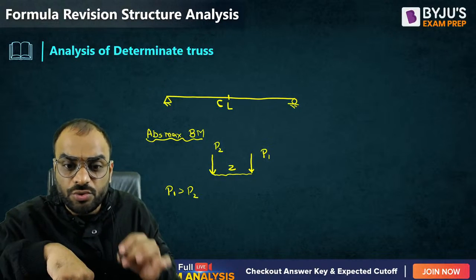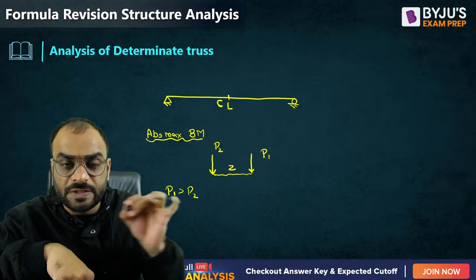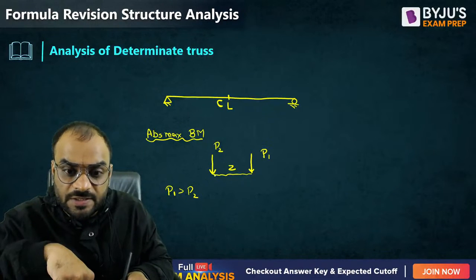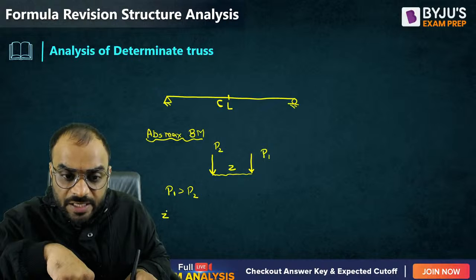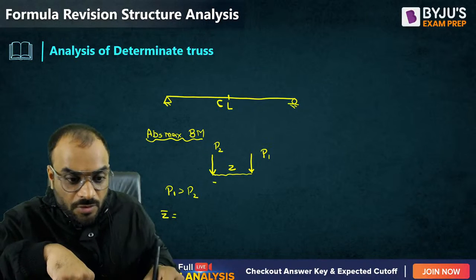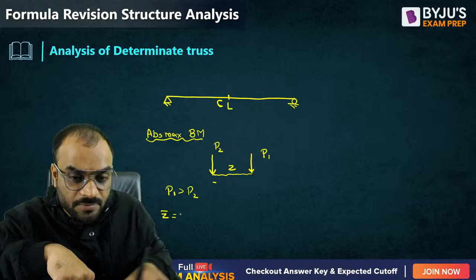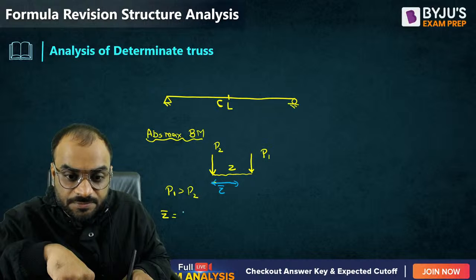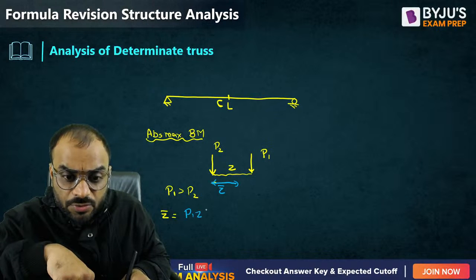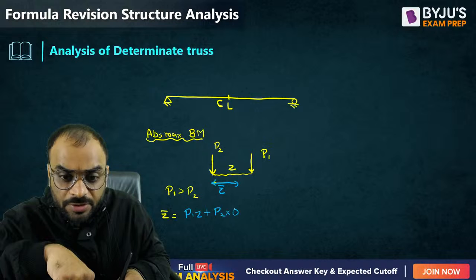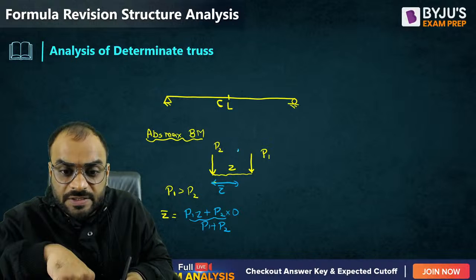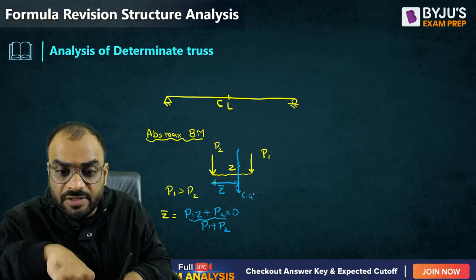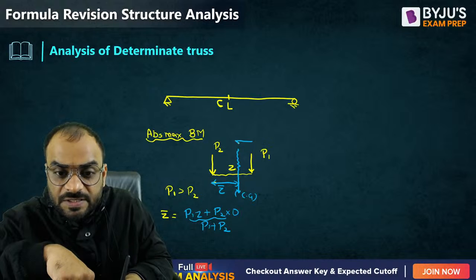Now what you need to do, guys, you need to find out the CG of the load system first, right? How can you find it? Let us consider this is our origin and we need to find out the z bar distance. So z bar from here is P1 into Z plus P2 into 0 divided by P1 plus P2. Getting a point? This is our Z bar where the center of gravity will lie, right? Now the distance between CG and P1 is Z1 and the distance between P2 and CG is Z2.